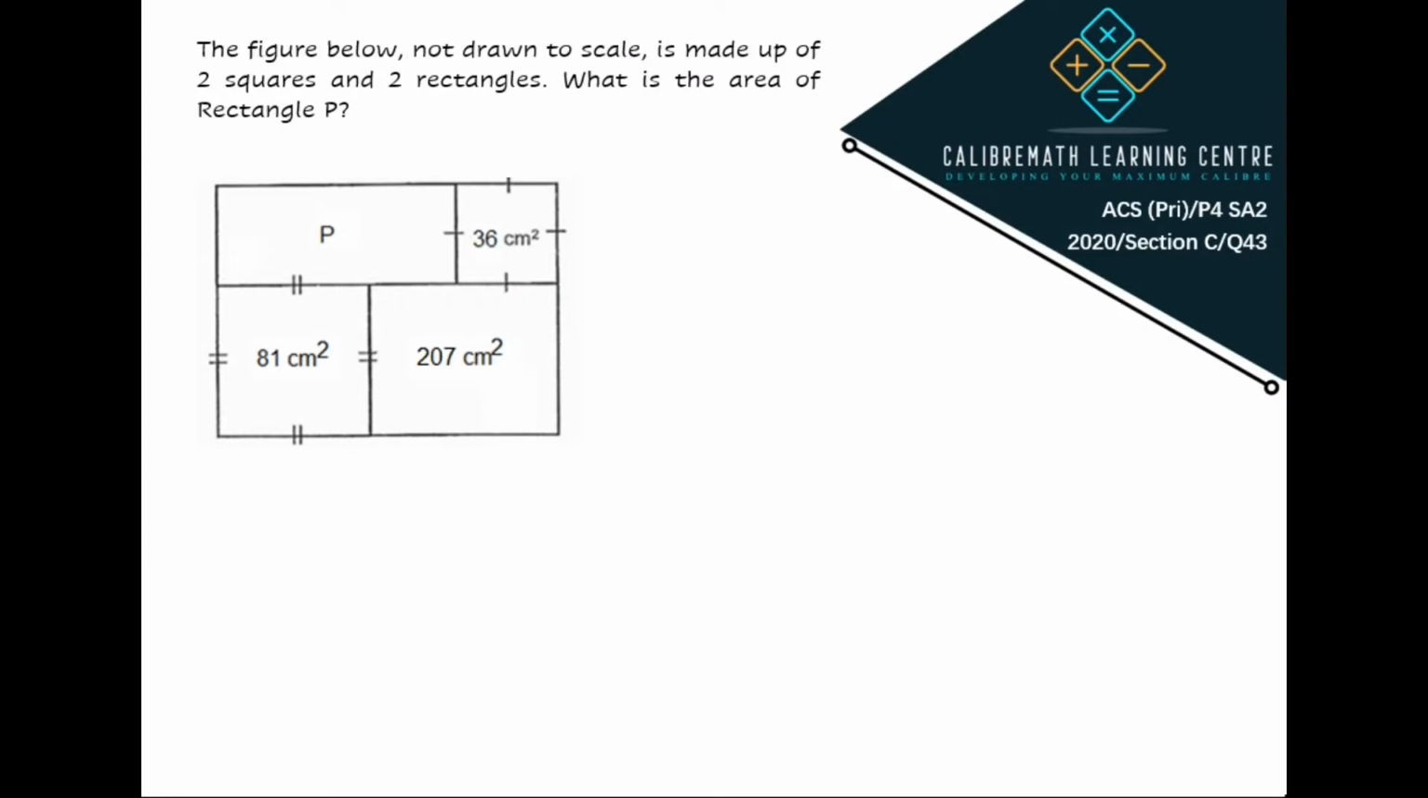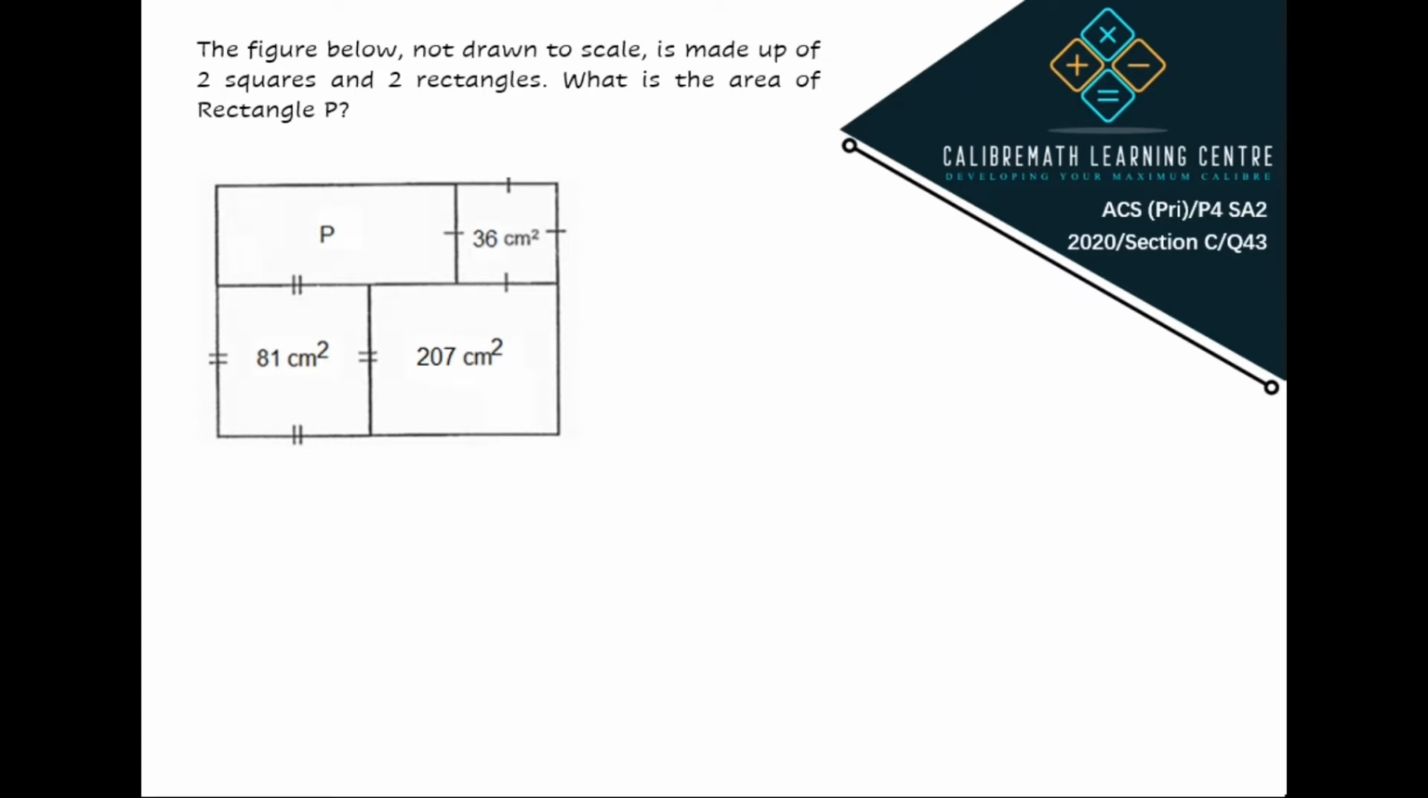We'll be looking at a clone question from ACS Primary, P4 SA2 paper in 2020, question number 43 of section C. Now the figure below, not drawn to scale, is made up of 2 squares and 2 rectangles. What is the area of rectangle P?